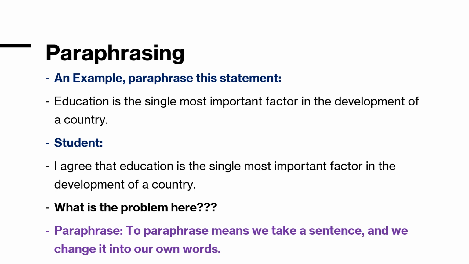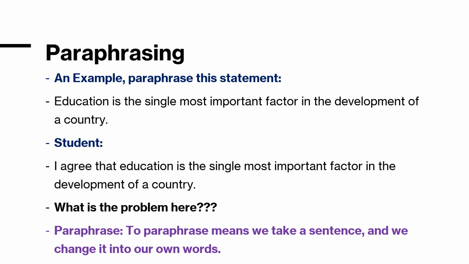And then a student comes and they write, I agree that education is the most important factor in the development of a country. So guys, what is the problem here? You can see here that the problem is the words are the exact same words. Except for the I agree that, the student has used the same wording basically. So this is considered plagiarism.